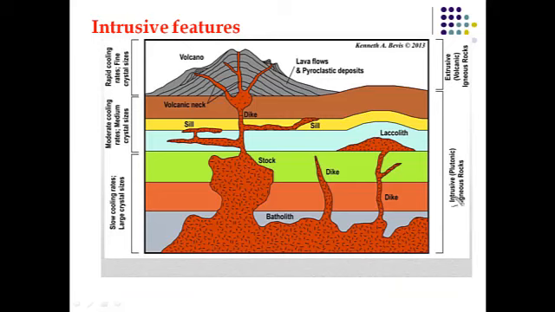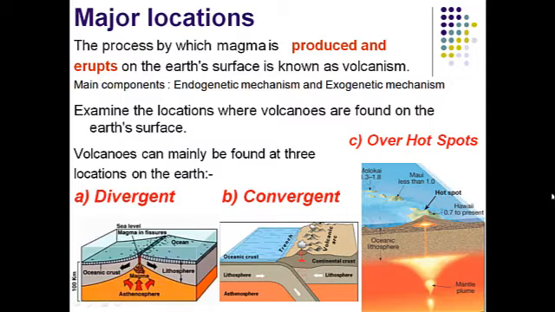As you can see here, these are the volcanic structures, intrusive, and these are hypabyssal structures. These are formed due to solidification of magma in the cracks, fissures and cavities. Now we look upon the major locations of volcanic activity on the Earth's surface.